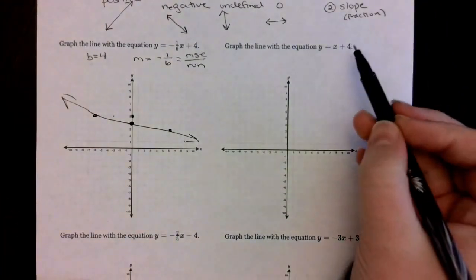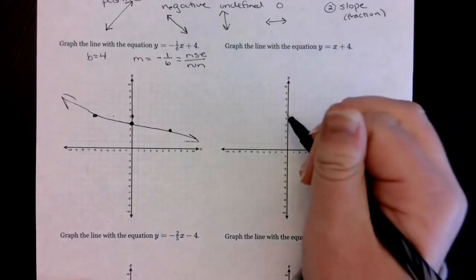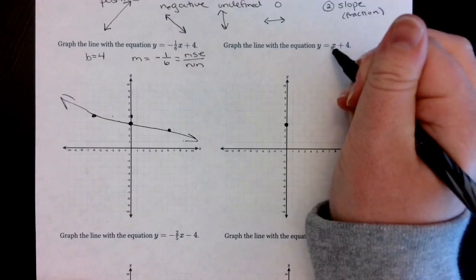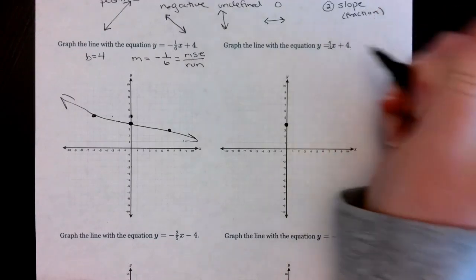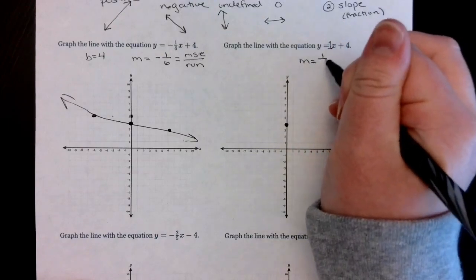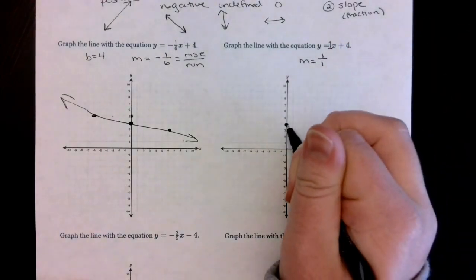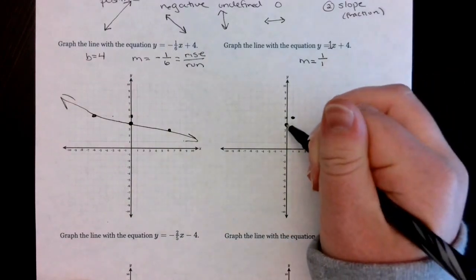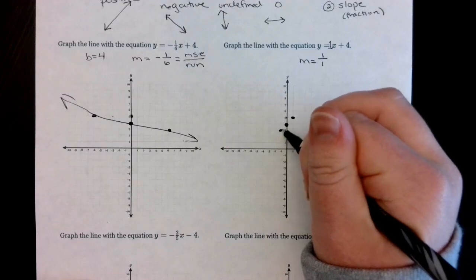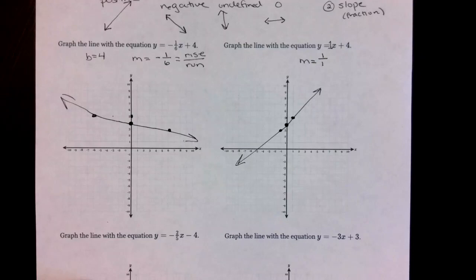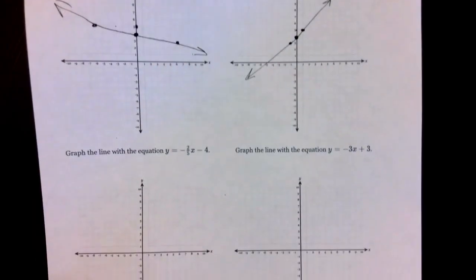Okay, in the second example, my b is also 4. My slope is invisible here. We know it always has a coefficient of 1 if it's not showing a number. Your slope needs to be in a fraction, 1 over 1. So we rise 1 and we run 1 to the right since it's positive, up and over 1. And that is our line with the equation y equals x plus 4.